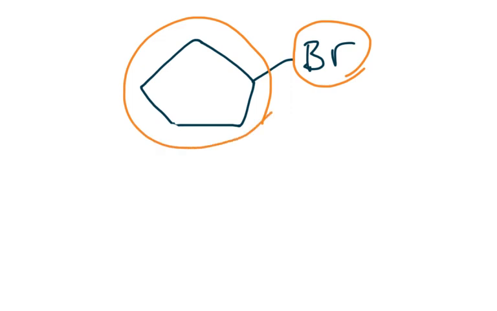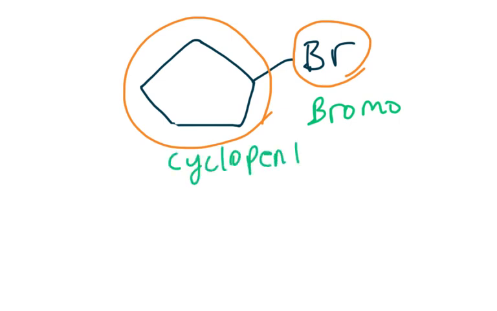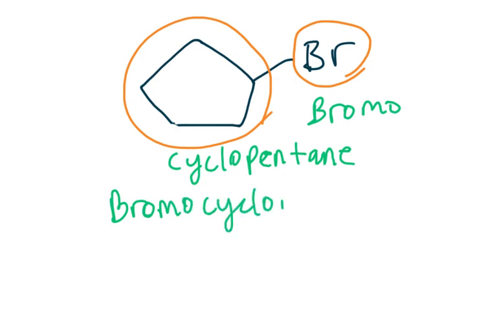So let's write that down. What do we have? We have a bromine, but that's a substituent, so we would be bromo in the name. And we have a ring that's 5 carbons, so we have a cyclopentane ring. And if we just join those together, that's the name. So we have a bromocyclopentane molecule. That's it.